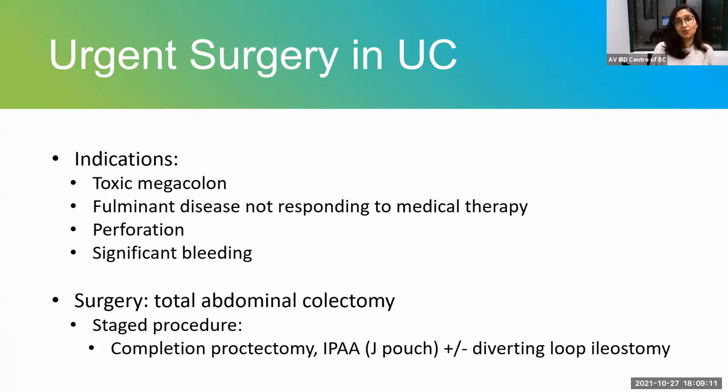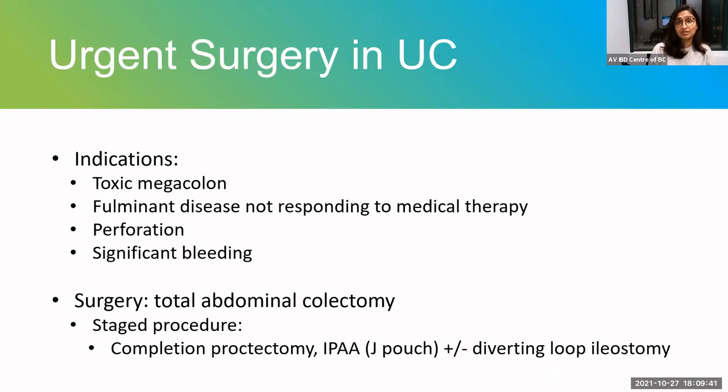So indications for requiring urgent surgery in patients with ulcerative colitis is toxic megacolon. If patients present with fulminant disease that is not responding to medical therapy, they may present with perforation or significant bleeding. And the type of emergency surgery that we do for patients with ulcerative colitis is a total abdominal colectomy. That's where we remove the entire colon and bring out an end ileostomy.